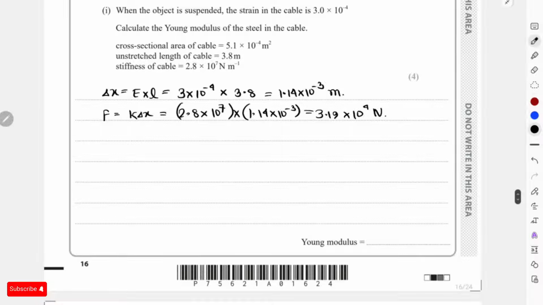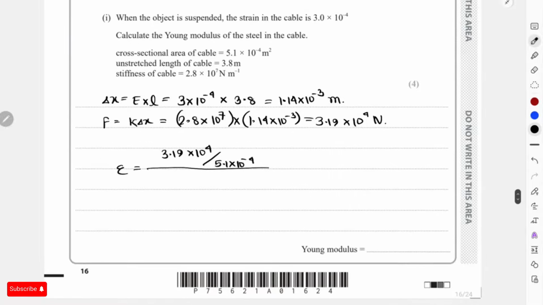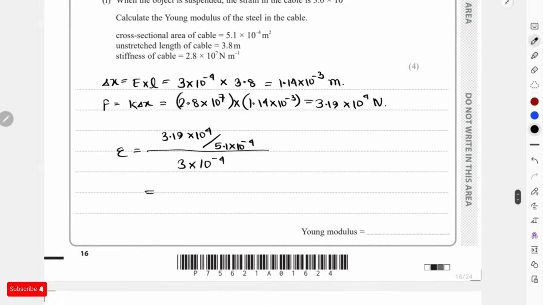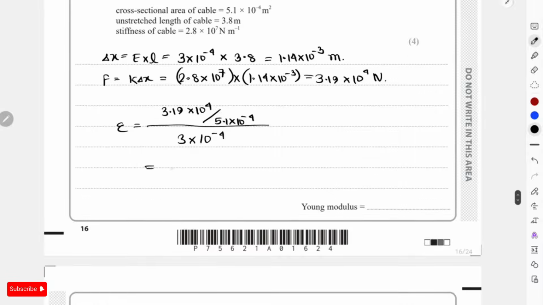Now using all these values, you can find out your Young modulus, which is force over area, divided by strain. Force was 3.19 × 10^4 divided by area, which was 5.1 × 10^-4. That will be further divided by your strain, which is already given to you: 3 × 10^-4. If you just calculate this fraction, you will end up with a value for your Young modulus, which is almost 2.1 × 10^11 pascals.